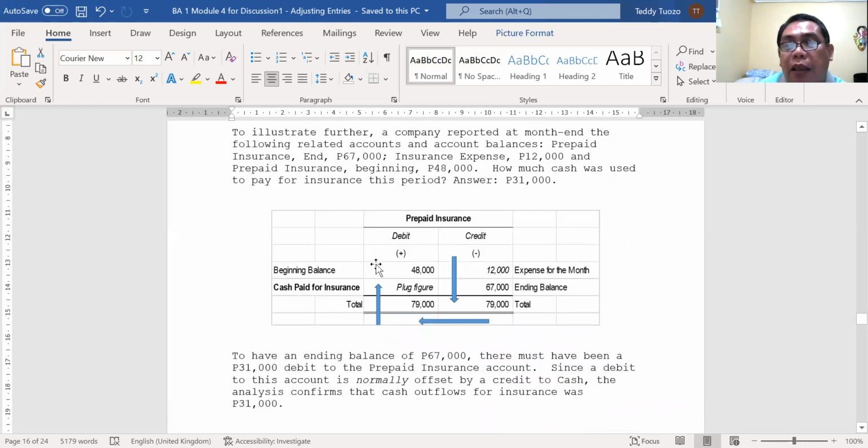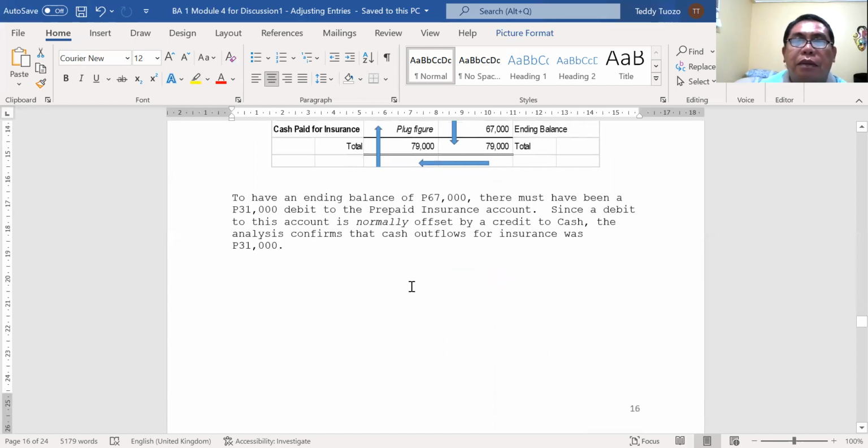Why? The beginning you plot, and then the expense you plot it also for 12,000. The ending balance should be on the opposite side. Remember, because that's the balance. And the plug figure would be the difference for the debit and credit columns. Okay? So to have an ending balance of 67,000, there must have been a 31,000 debit to the prepaid insurance account. Since a debit to this account is normally offset by a credit to cash, the analysis confirms that cash outflows for insurance was 31,000.